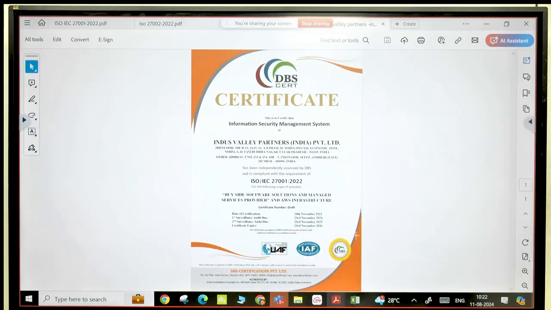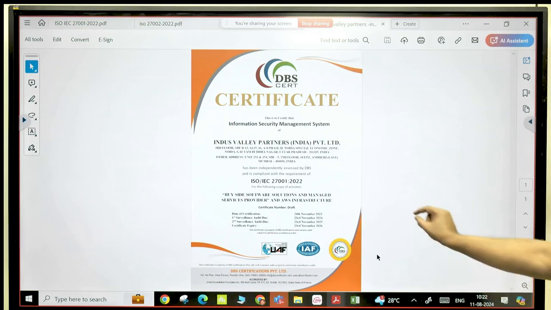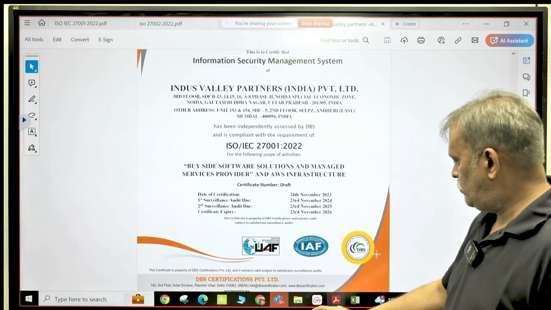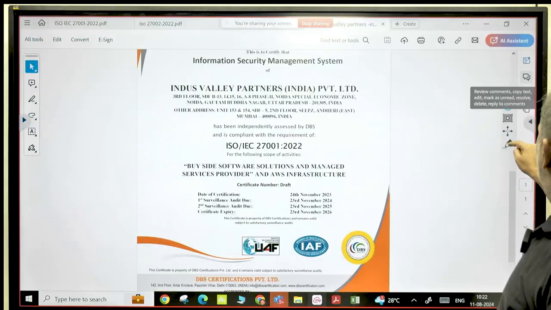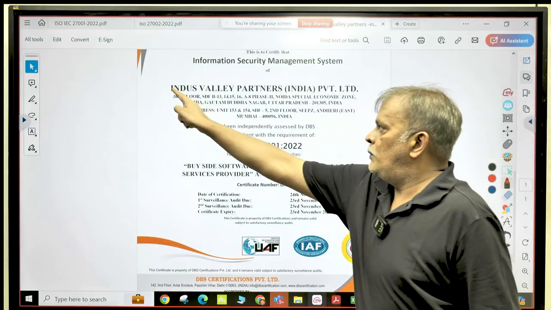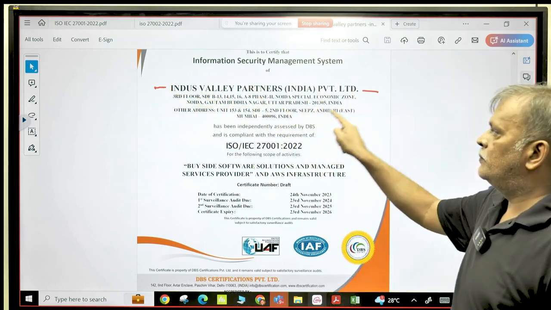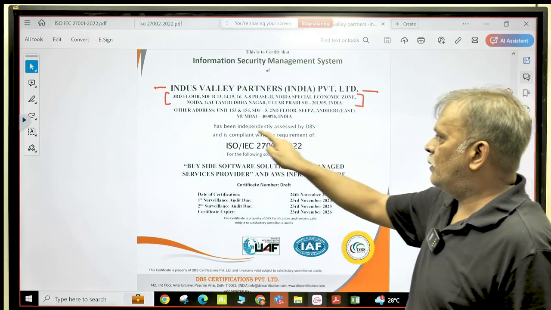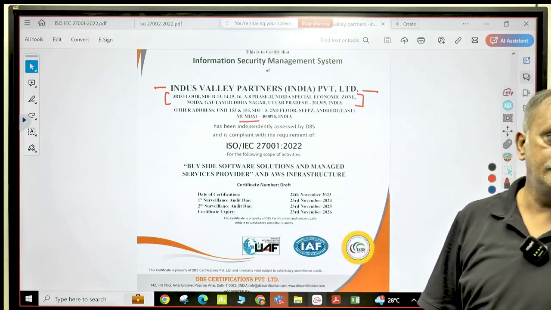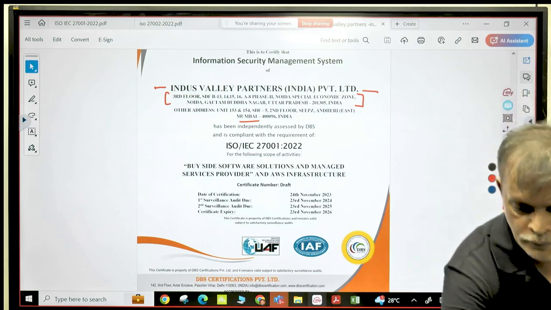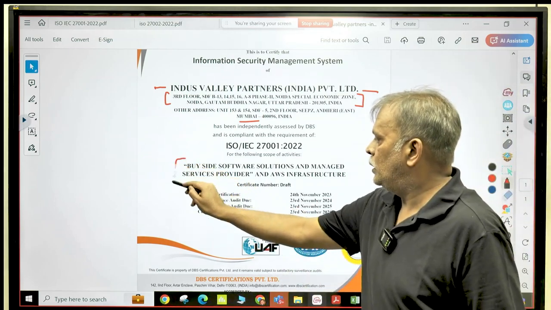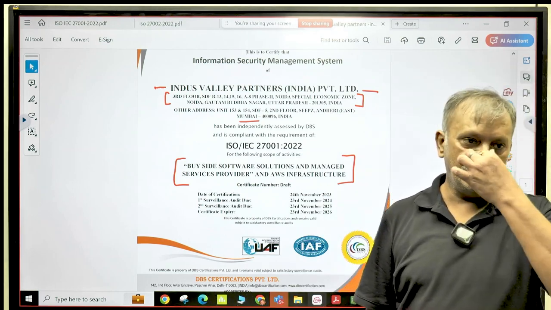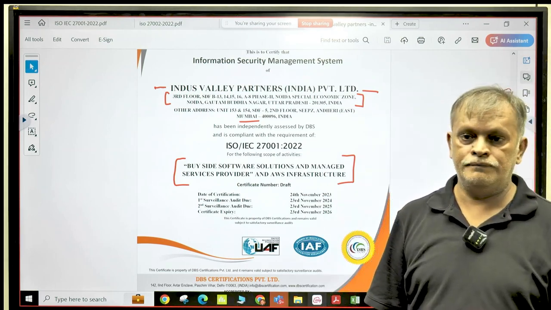Look at this certificate. इंडस वैली पार्टनर्स कंपनी का नाम है. एक एड्रेस उनका नोएडा SEZ का है. Another address is for Mumbai location. लोकेशन कवर हो गया. ये उनका सर्विस है जिसके लिए वो ISO 27000 सर्टिफाइड है.